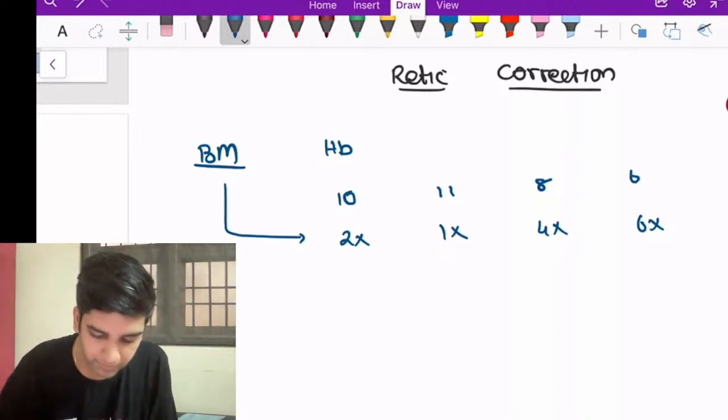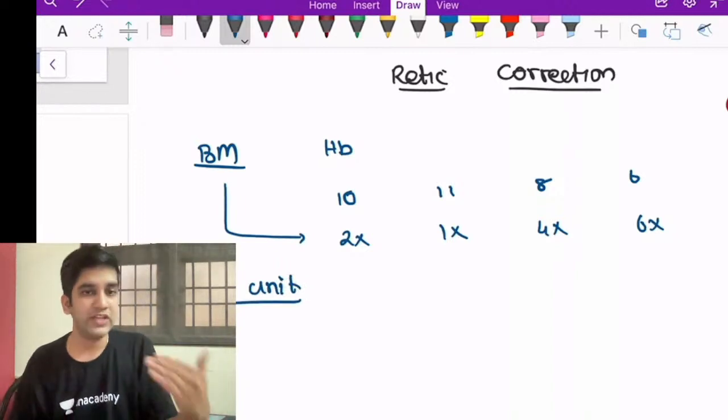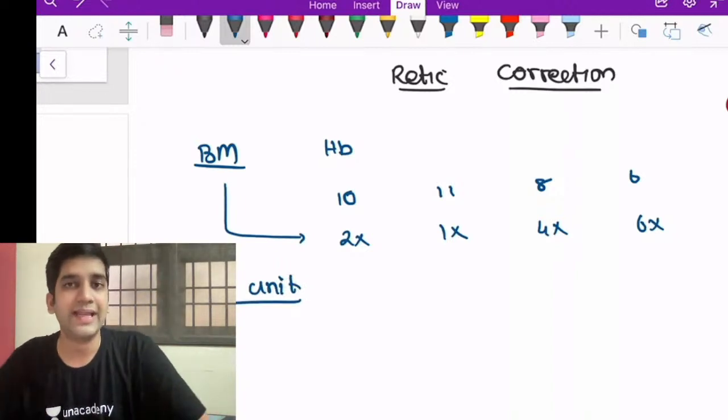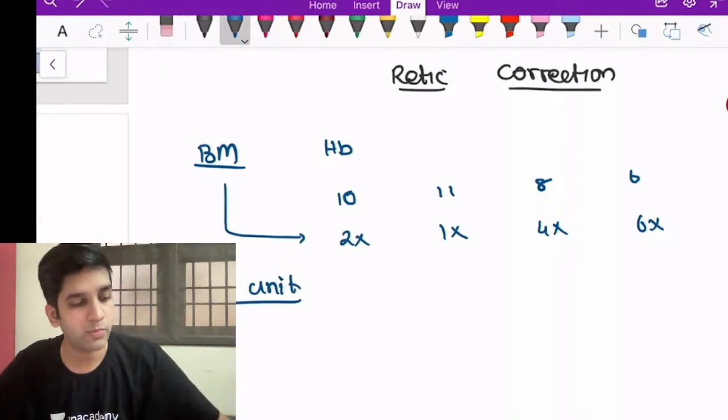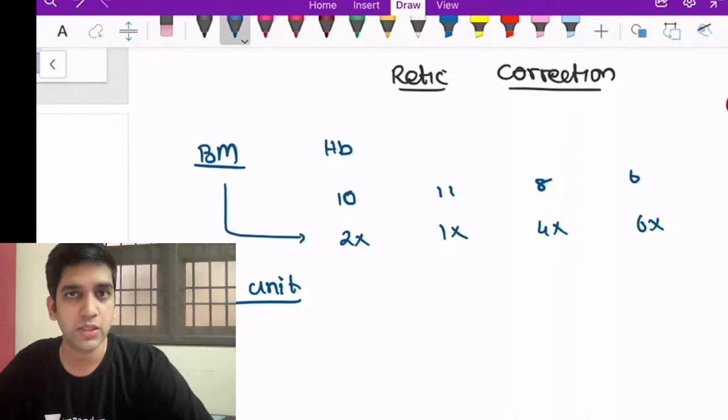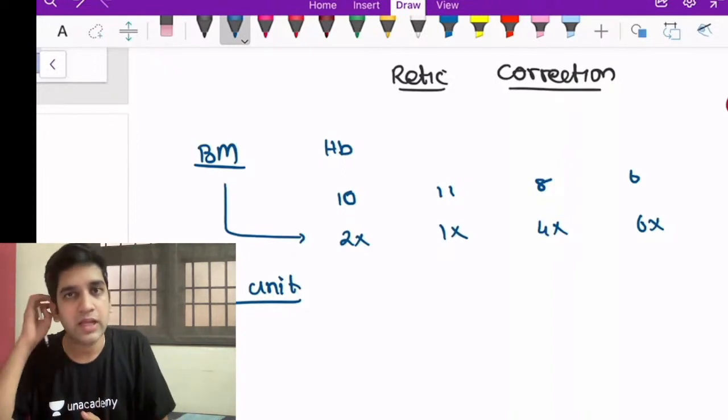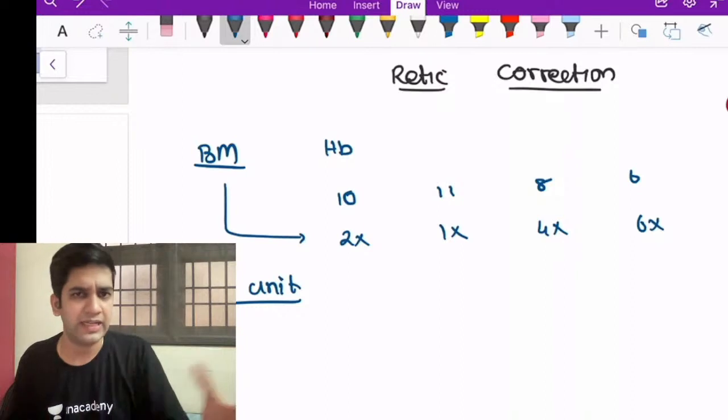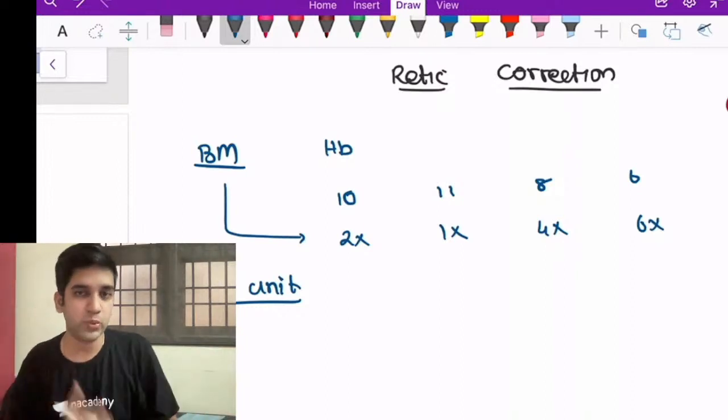I want per unit retic count. Because only when I know the per unit retic count can I judge that this person's bone marrow is going to compensate this much. So if I give a little bit of support, I can overcome the disease. My ultimate goal is to overcome the disease. I need per unit retic count.